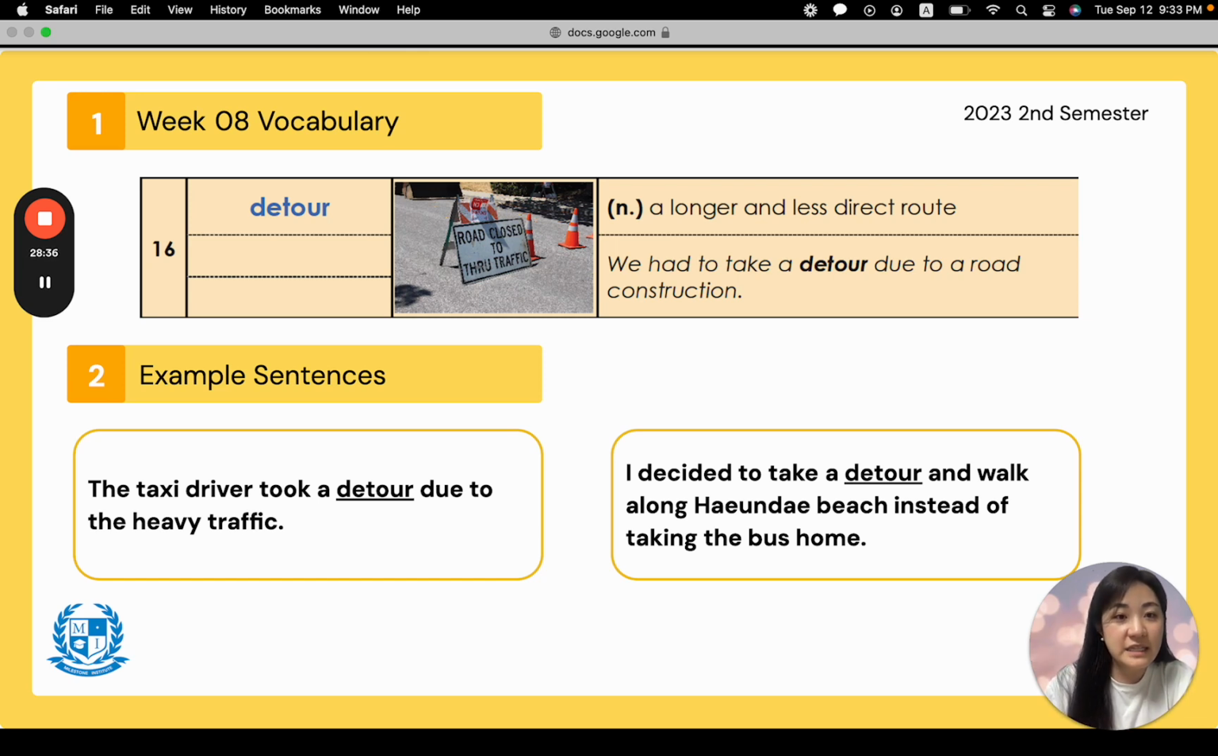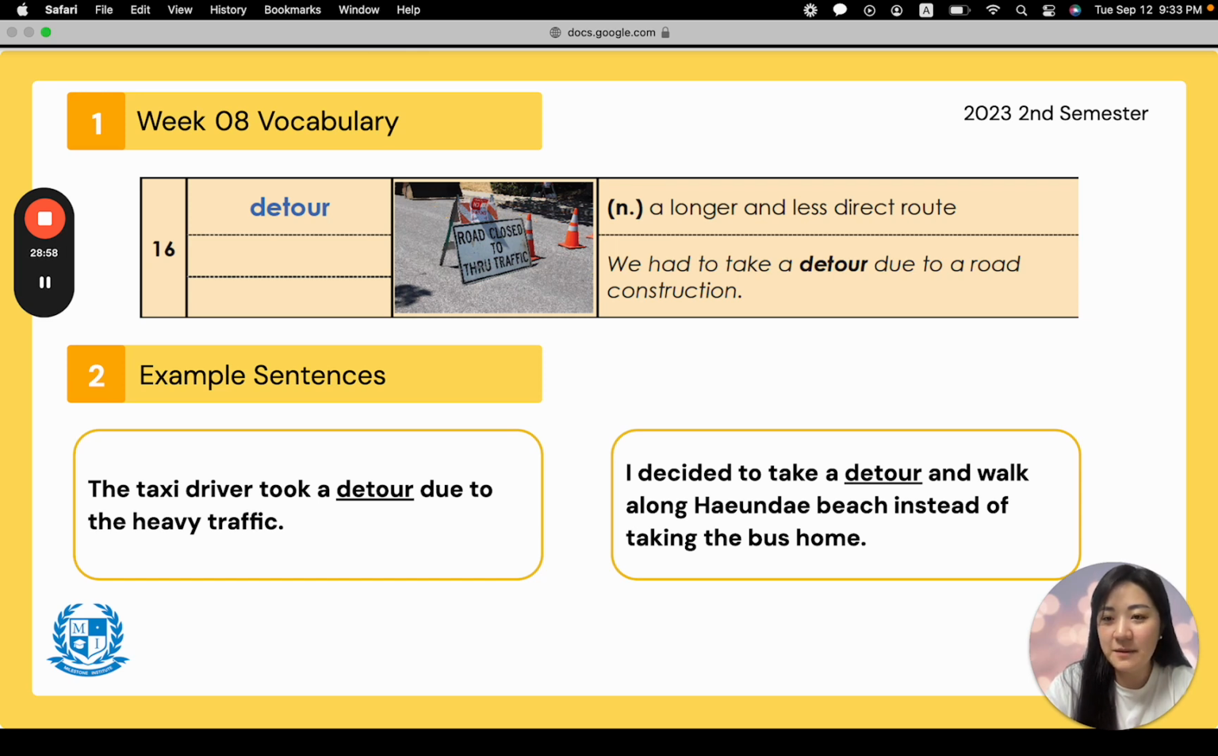We had to take a detour due to the road construction. So here it says road closed to through traffic. So the car had to go through a different way. That's a bit longer. So that is a detour. Repeat after me: we had to take a detour due to road construction.